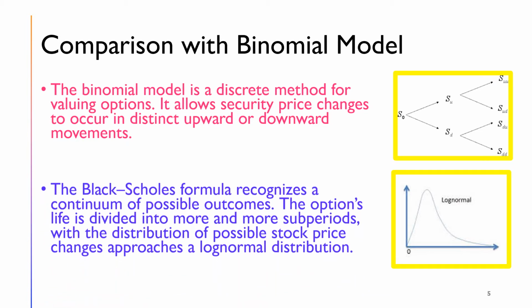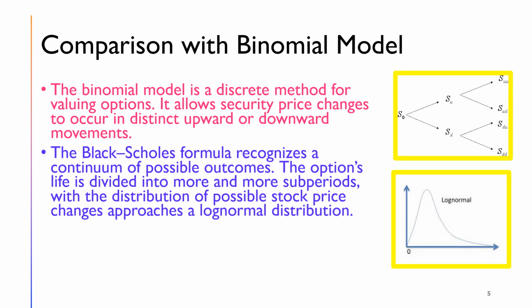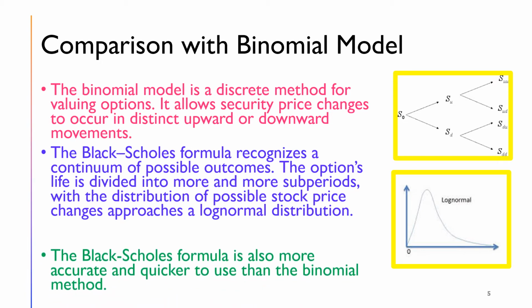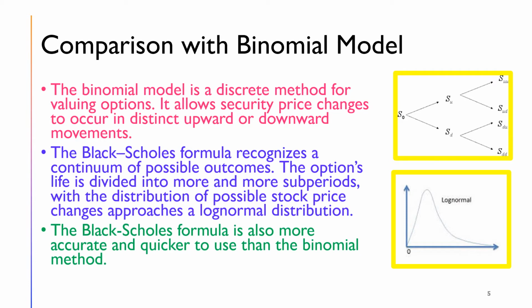The option's life is divided into more and more subperiods, with the distribution of possible stock price changes approaching a log-normal distribution. This is usually more realistic than the limited number of outcomes assumed in the binomial model. The Black-Scholes formula is also more accurate and quicker to use than the binomial model. So, why use the binomial model at all? The answer is that there are many circumstances in which you cannot use the Black-Scholes formula, but the binomial model will still give you a good measure of the option's value.